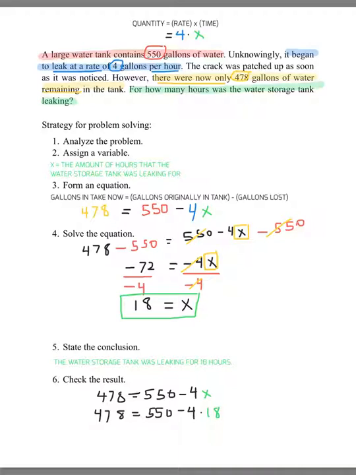So now on the left-hand side, we can't do anything there, so we're just going to bring it on down. And then we have 550 minus 4 times 18, which is equal to 72. So on the left-hand side, again, all we have is 478. And on the right, once you subtract these two numbers out, you will find out that we also end up with 478. So we have a true statement. 478 is equal to 478. So therefore, our solution is correct.